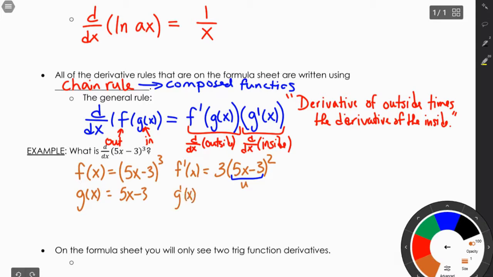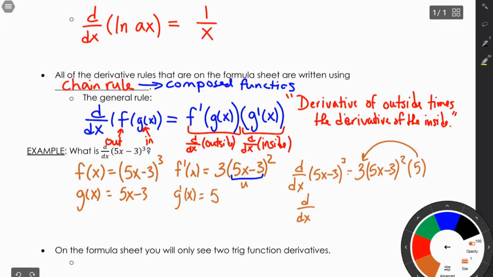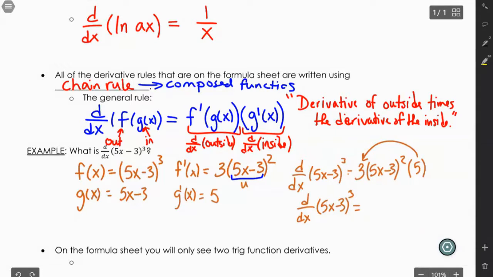And so we do g prime of x. The derivative of 5x minus 3 is just simply 5. So now I'm going to write d dx of 5x minus 3 cubed. I'm going to take the derivative of the outside, which was 3 times 5x minus 3 squared, times the derivative of the inside. And now I just simplify by multiplying 5 times 3. So what is my answer? The derivative of 5x minus 3 cubed is simply 15 times 5x minus 3 squared.